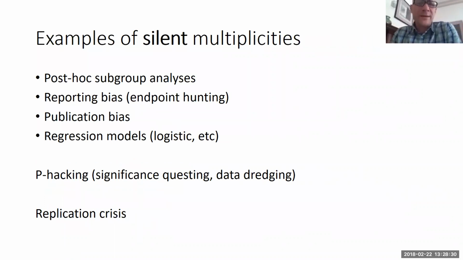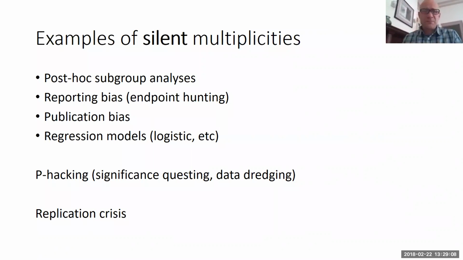I've given some examples of silent multiplicities on this slide, but there are almost endless examples. One example would be post hoc subgroup analyses, where you just keep looking at subgroups in a particular study until you find one that's statistically significant. Another example is where you look at the various endpoints in a particular study and just report the one that was statistically significant. That's called reporting bias. Publication bias is another example of silent multiplicity. Only positive studies are reported, and we don't know how many studies were done overall. In other words, we don't know how many negative studies there were.